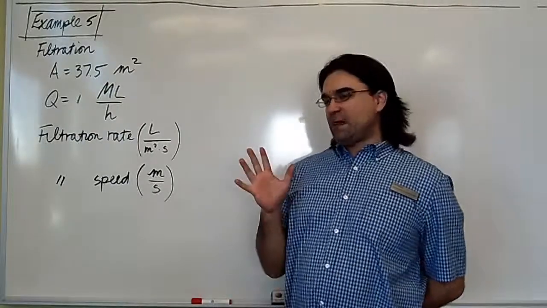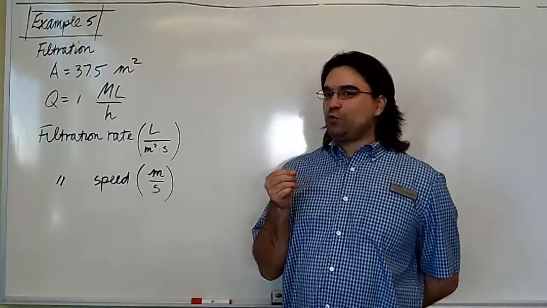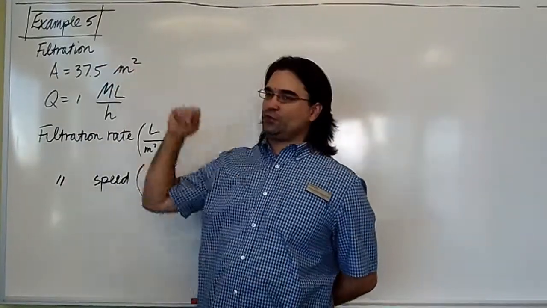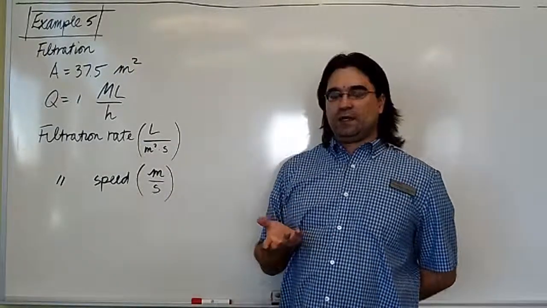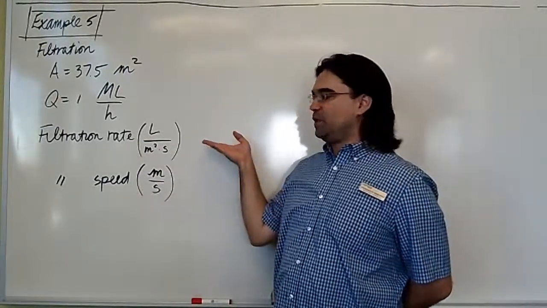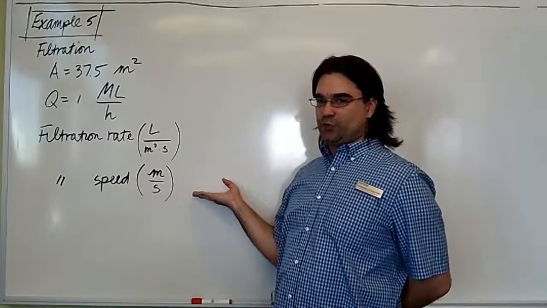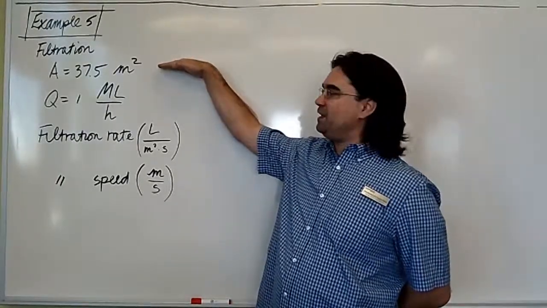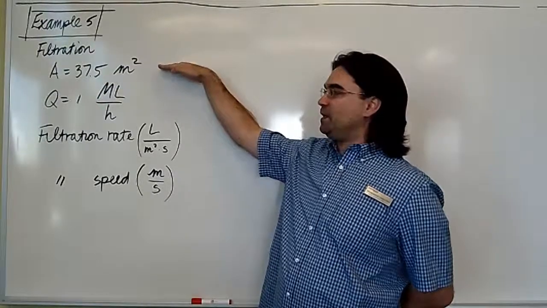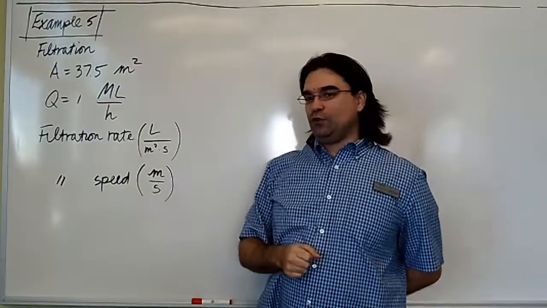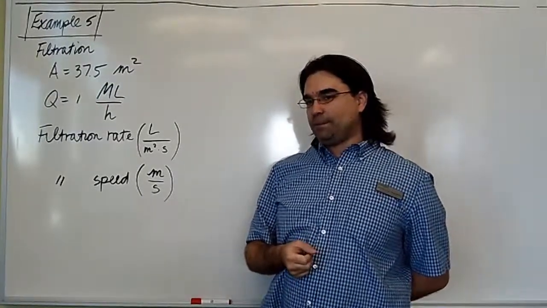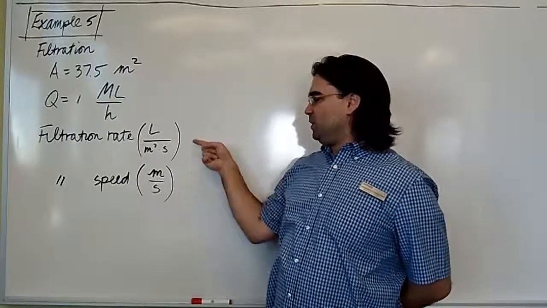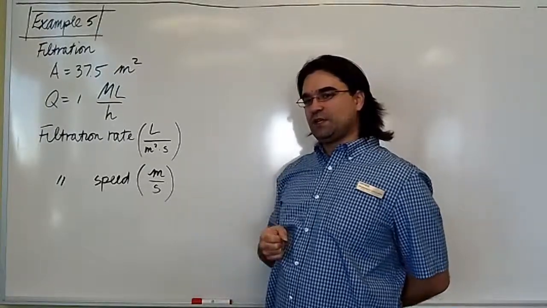Hello students, with example number 5, we'll now do a very simple quick example when it comes to the topic of filtration. Specifically, you're being asked to calculate the filtration rate and speed in metric units, given that the surface area of the filter is 37.5 square meters and the flow through that filter is 1 megaliter per hour. I'm already showing to you what the units are, the preferred units for metric.